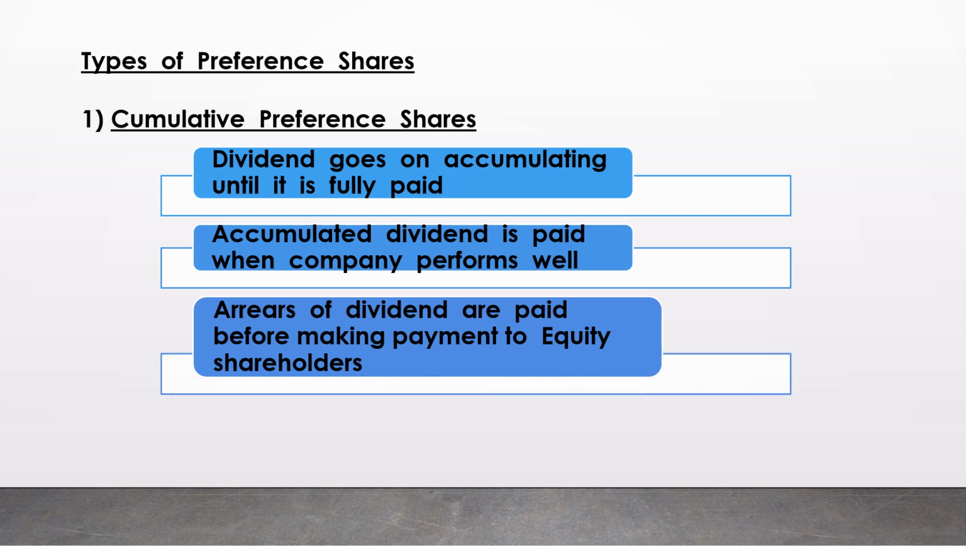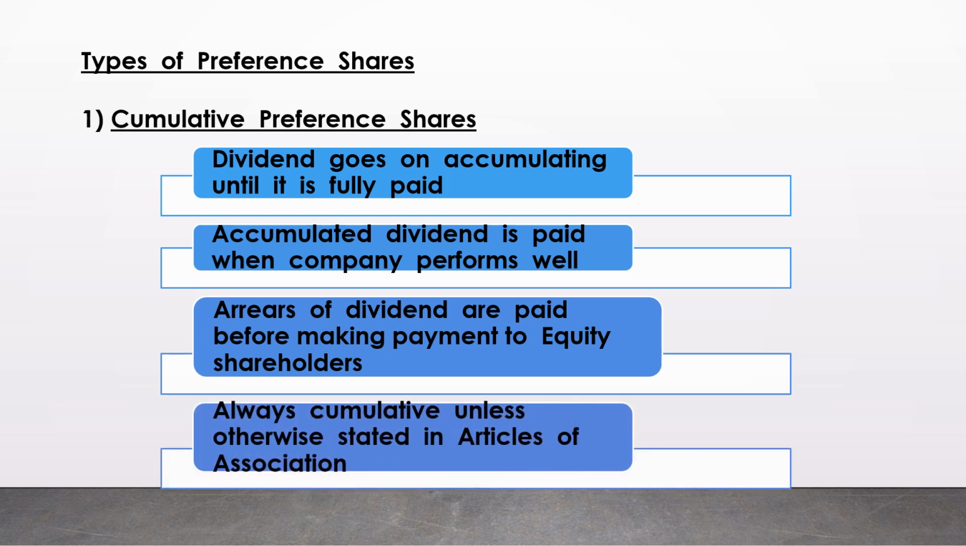So, these preference shareholders are always on the positive side, on the benefit side, because they do not lose their dividend even of a single year. The preference shares are always considered to be cumulative unless otherwise stated in the Articles of Association, which means that preference shares are deemed to be non-cumulative only when it is specified in the Articles of Association.